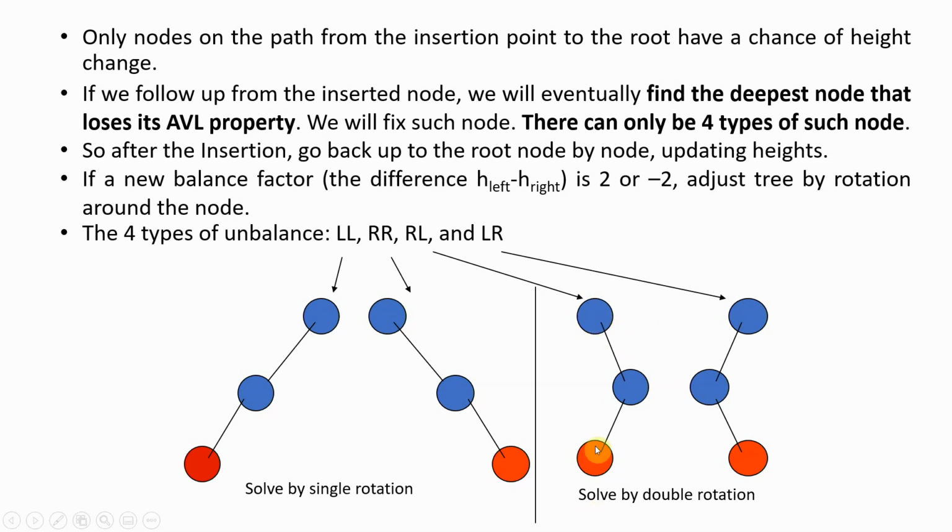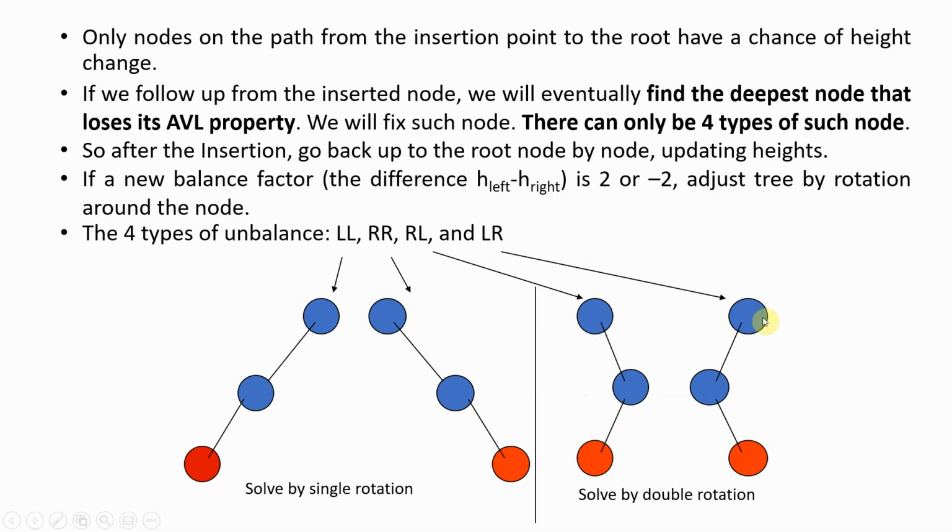And if you look at the topology of this case, the relationship between the inserted node and the node that lost its AVL property, you see that we go first right and then left, right? So this is going to be called the RL or right-left case. This is right-left unbalance. The correct definition for right-left unbalance is that the inserted node is on the left subtree of the right child of the node that lost its AVL property after insertion, okay?